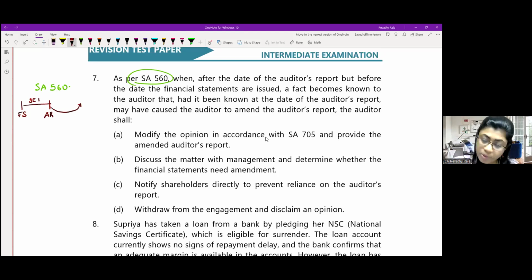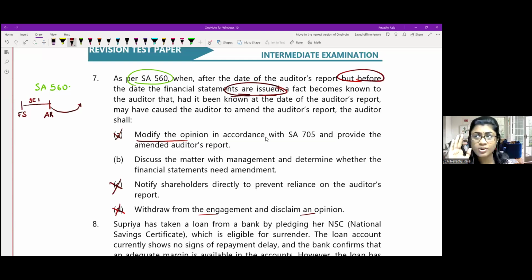Here, the audit report is already given. You came to know a fact which is very significant. What will you do? Can you say? Modify the opinion? You have already given your report. Varsha, you're saying correctly. You will ask the management not to circulate. But let's see what is the option here. Will you withdraw from the engagement and disclaim the opinion? You can't withdraw like that. Notify shareholders directly? Financials are not being issued to the users. So financials are not issued to the users. It's only with the management. So answer is B. See, with whom are the financials? With the management. Auditor's report is with management. It is not issued to the users.